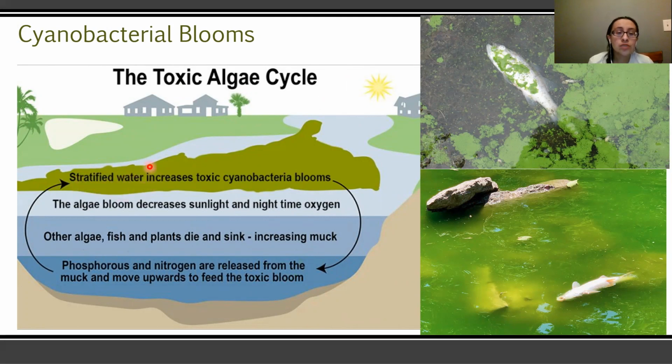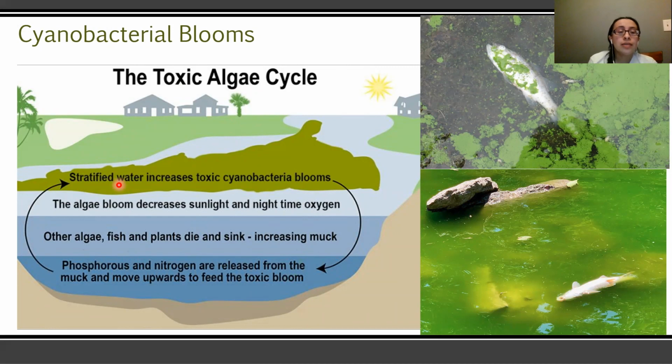Stratified water is water that has different layers, and the water has different layers because the layers differ in, for example, density. The layers could differ in the amount of salt that they have, and the layers could differ in the level of temperature. And so, for example, a type of stratification that can occur in lakes is thermal stratification. So in thermal stratification, the water has different temperatures.